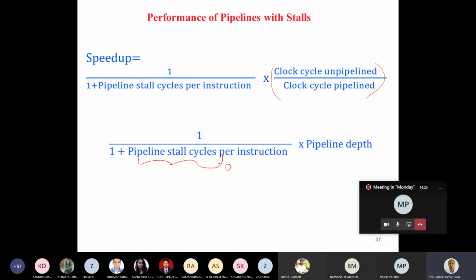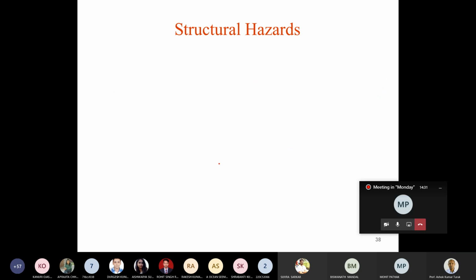Now let's look at the performance issues due to the pipeline stalls. Let's discuss the three hazards. We discuss what is the structural hazard, what is the data hazard, and what is the control hazard. So let's discuss these hazards in detail.